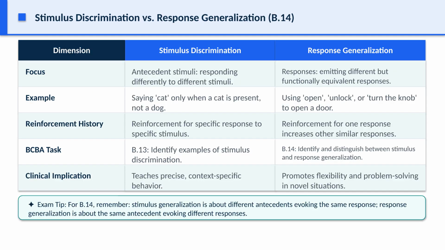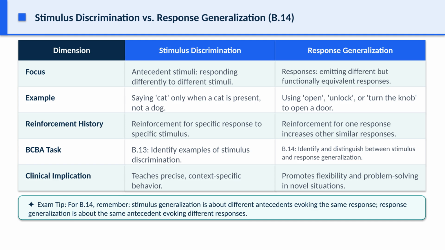On this slide, we're distinguishing stimulus discrimination from response generalization, two concepts that often appear together on the exam but serve very different functions. Stimulus discrimination focuses on antecedent stimuli. You learn to respond differently to different stimuli based on your reinforcement history. For example, saying cat only when a cat is present, not a dog.